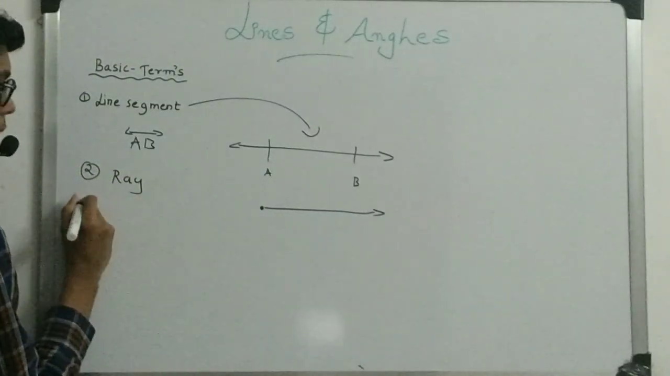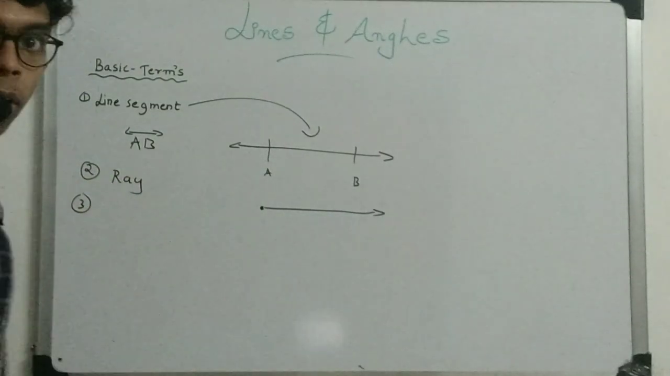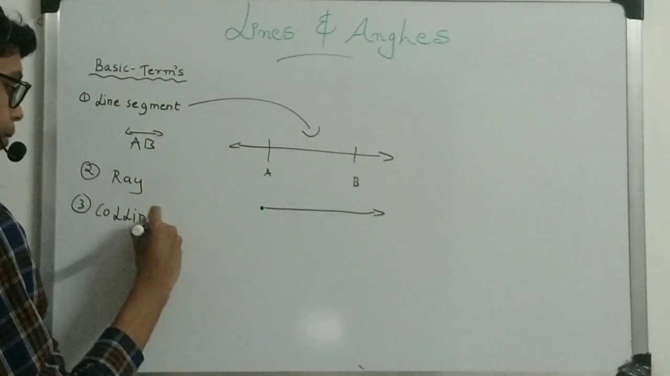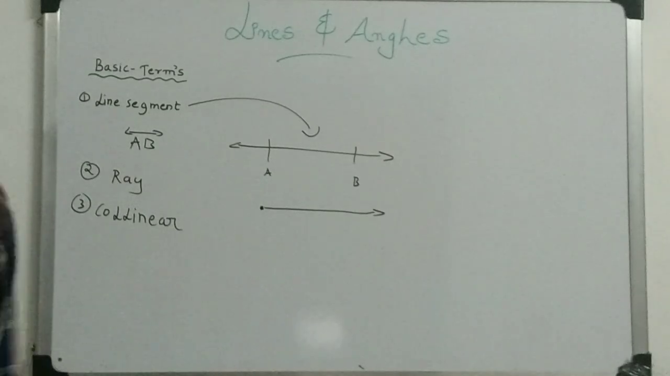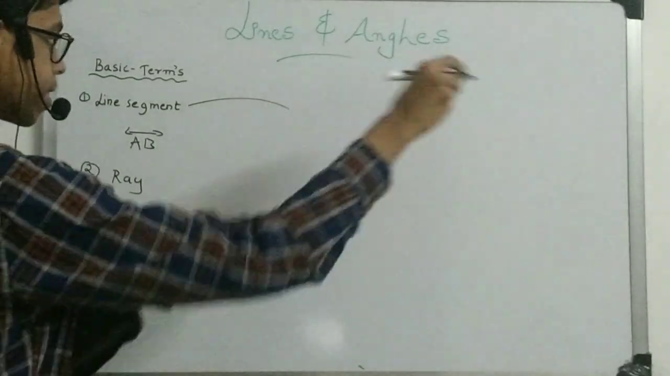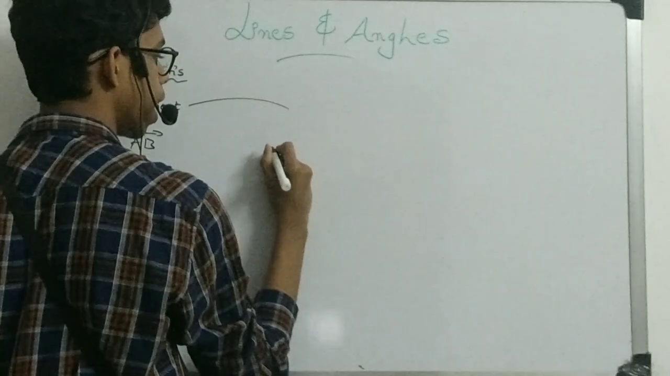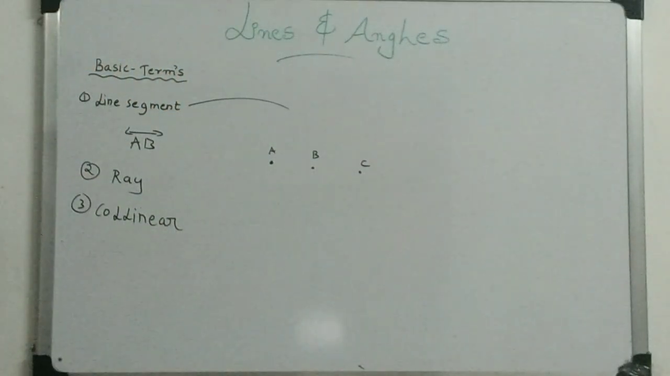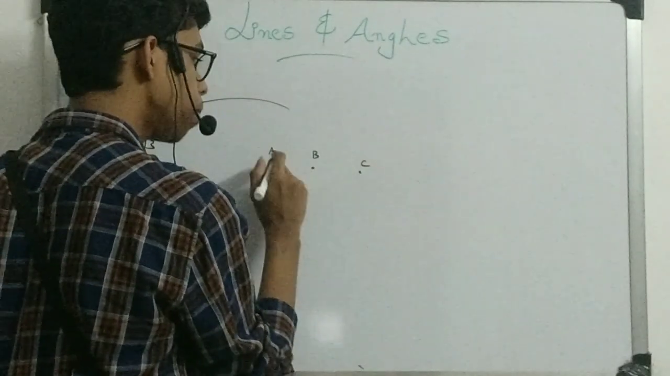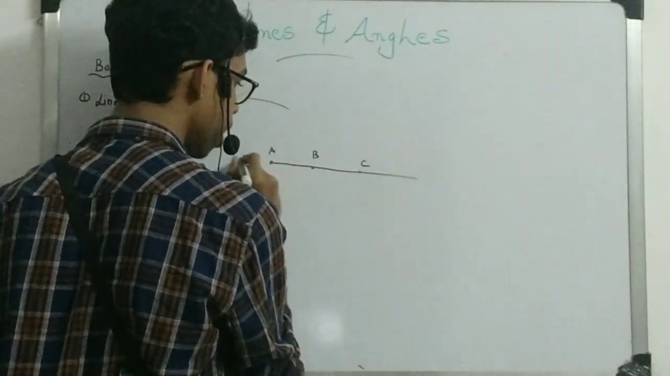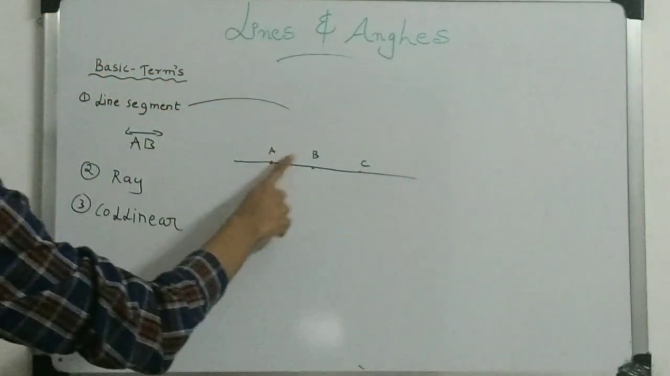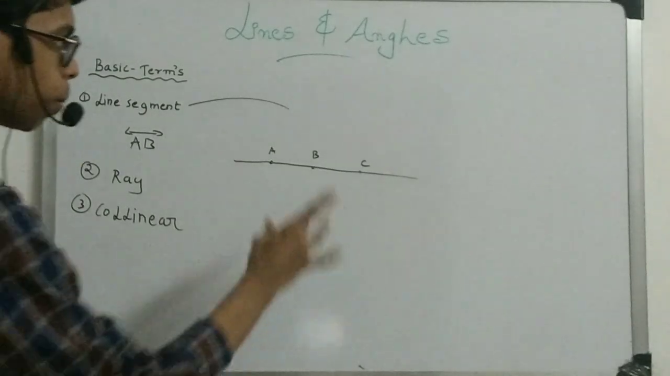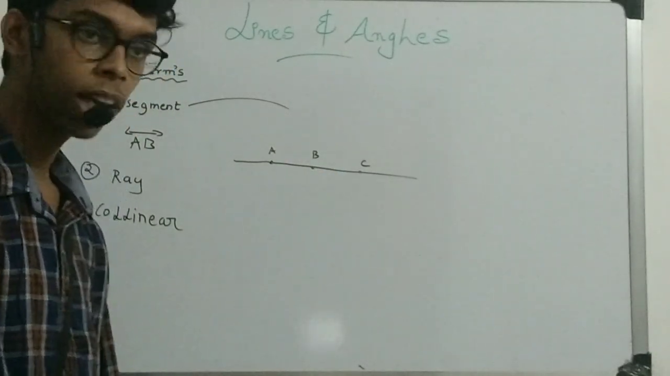Now our next term is collinear and non-collinear points. What do you mean by collinear? Say there are 3 points A, B and C. If these 3 points lie on the same line, if you see over here, A, B and C are lying on the same line. If any number of points lie on a particular line, we will call them collinear.